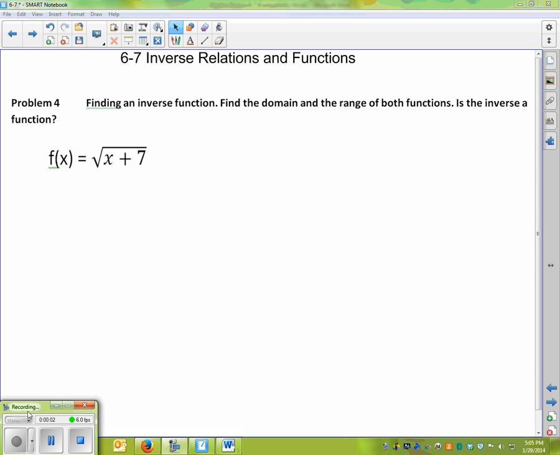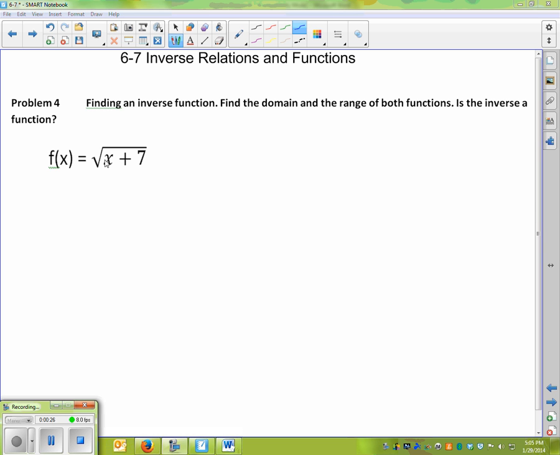In the second part of Lesson 6-7, we're going to look a little more in depth at inverse relations and their functions. So let's start with finding the inverse of a function. They want us to find the domain and range of both functions, and then tell if the inverse is a function. So let's start with the original one, stating the domain and the range.